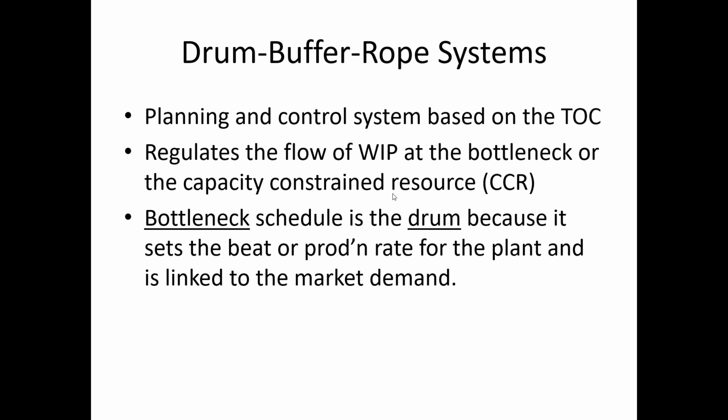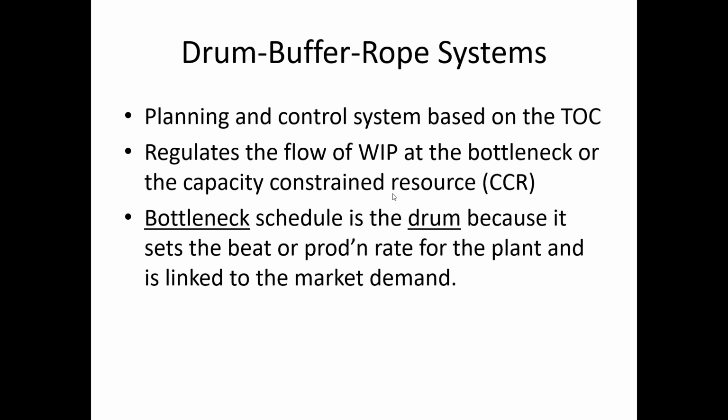Okay, so last thing up, it's not super important, is the drum buffer rope systems, and it's based on the theory of constraints. And we're just trying to regulate the flow of work in progress, WIP, at the bottleneck. And we talked about this a little bit, is that we want a little bit of inventory in front of the bottleneck because we don't want to ever starve the bottleneck, just in case variability works in our favor and the bottleneck resource is able to process more than is typical. We want to have that extra inventory available for them if that happens.